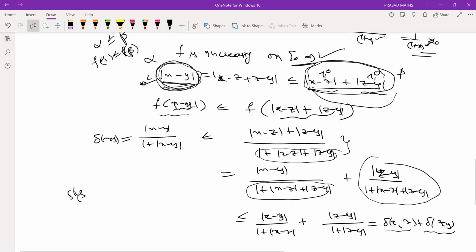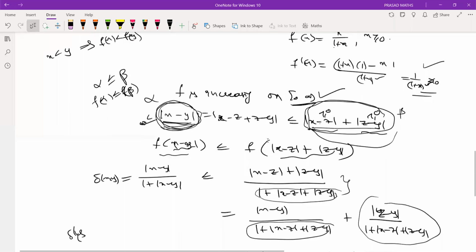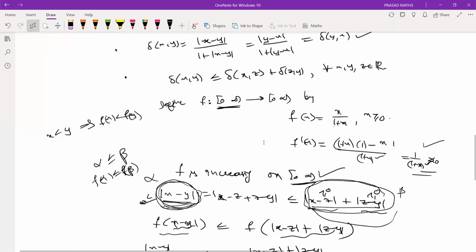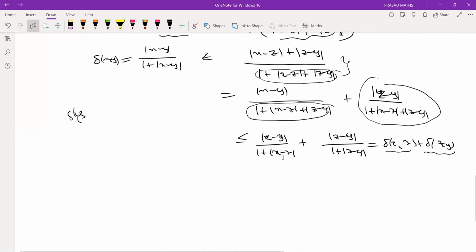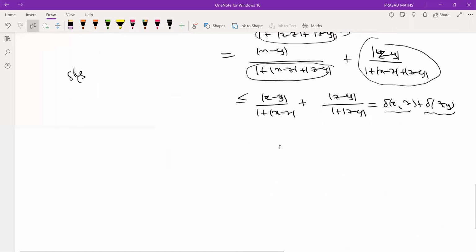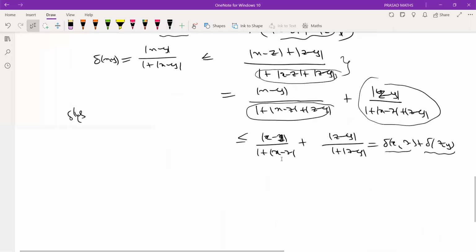In the previous step, modulus of x minus z by, I think, modulus of... Last but one step, madam. Numerator also x minus z. This is x minus z. This is x minus z. This is x minus z. Okay.